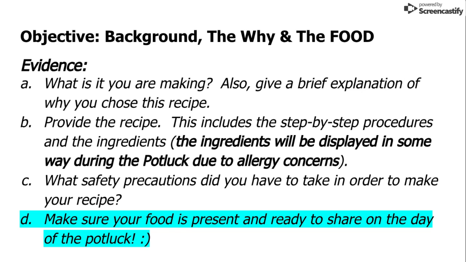For B, provide the recipe. It's really important that you have the recipe and you have the ingredients. This is what is going to be shown to everyone when we do the potluck, because we need to be aware that there are allergy issues. So you need to have all of your ingredients listed and make sure that everyone can see those ingredients as well. Remember, this is something that you've made from scratch, so you should know exactly what's in there.